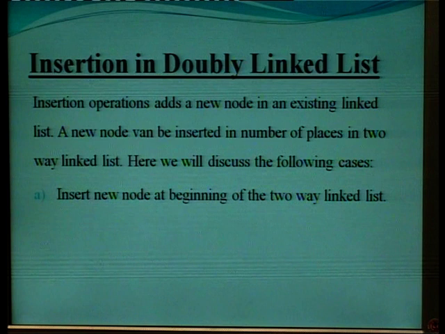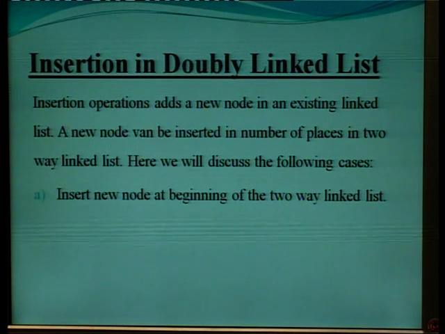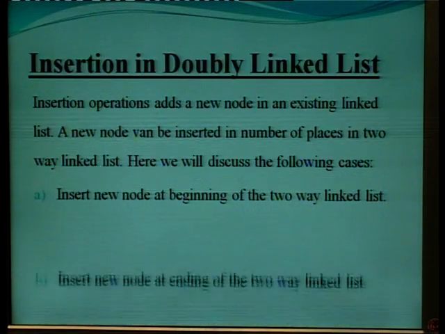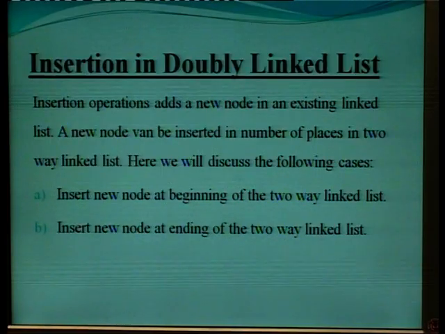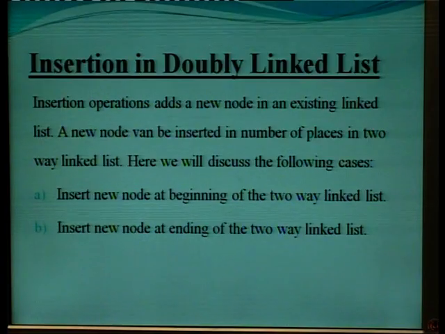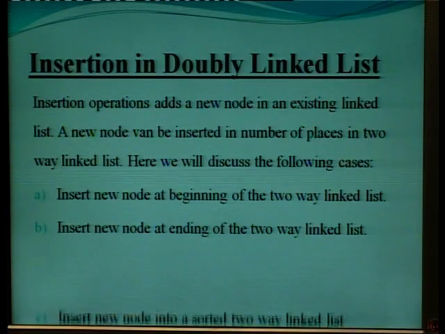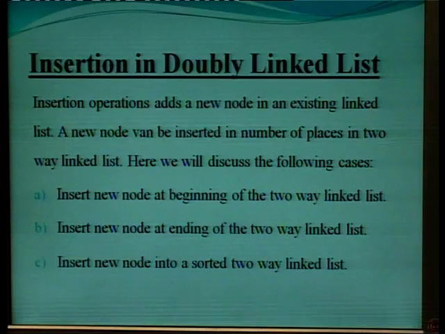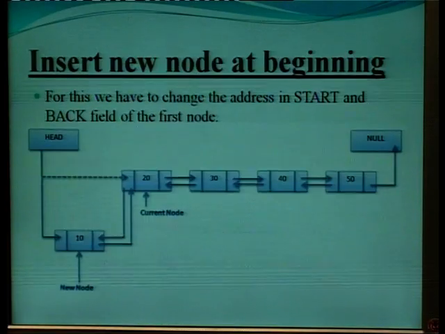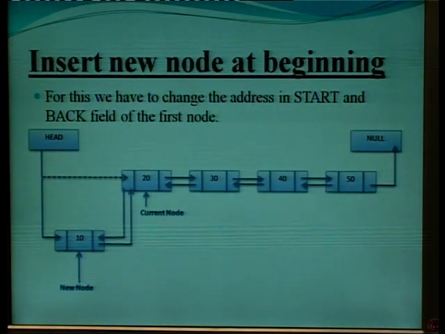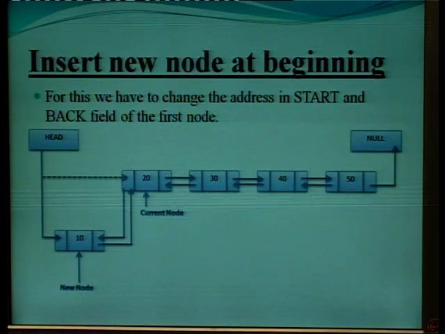Number one is inserting a new node at the beginning of the two-way or doubly linked list, that is, as the first node. Second, inserting a new node at the end of the doubly linked list, where the pointer variables have to be changed. Third, inserting a new node into a sorted two-way doubly linked list. So, insert a new node at the beginning: for this we have to change the address in the start and back fields of the first node.